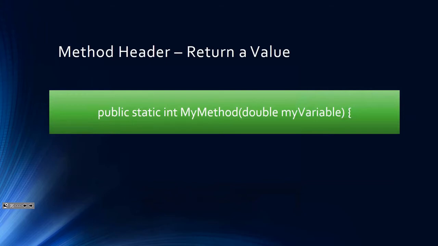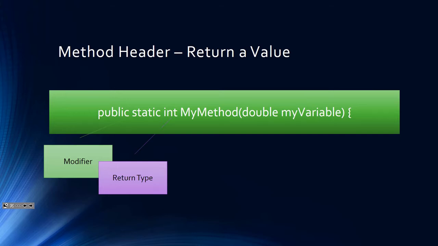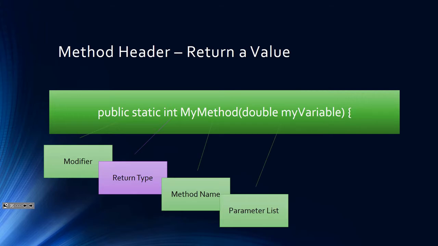Okay, so what if we want to return a value? That method was fine. It just took that data that we passed it and did something with it. But what if we want to actually do something and then return that to our caller? Well, our method header is going to change just a little bit, not a whole lot. We're still going to have the public access level statement and then our static modifier. But here, instead of the word void, we have the word int to say that now our my method is going to return data of type integer. Our method name is still the same, and the parameter list is still the same, just one double named my variable.